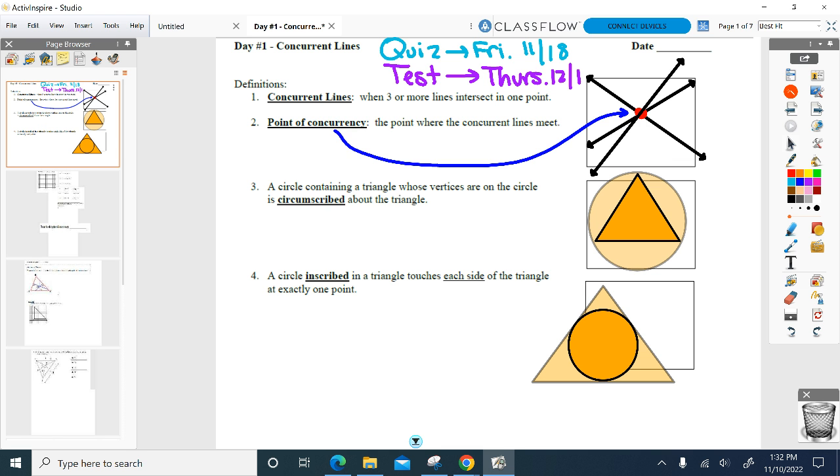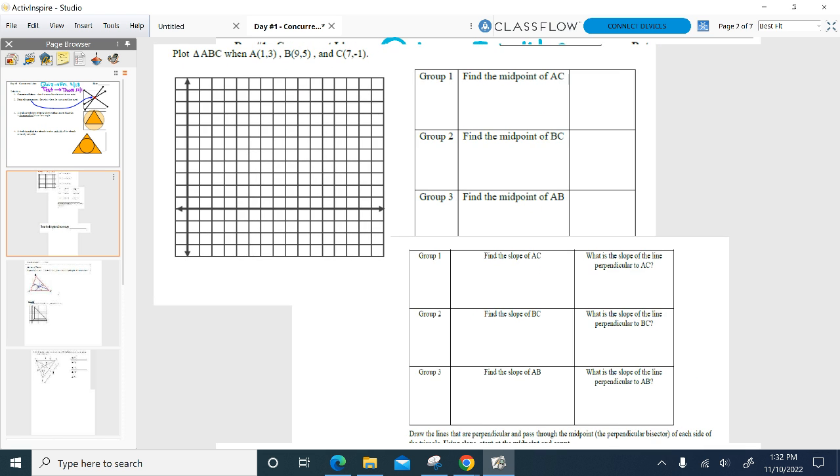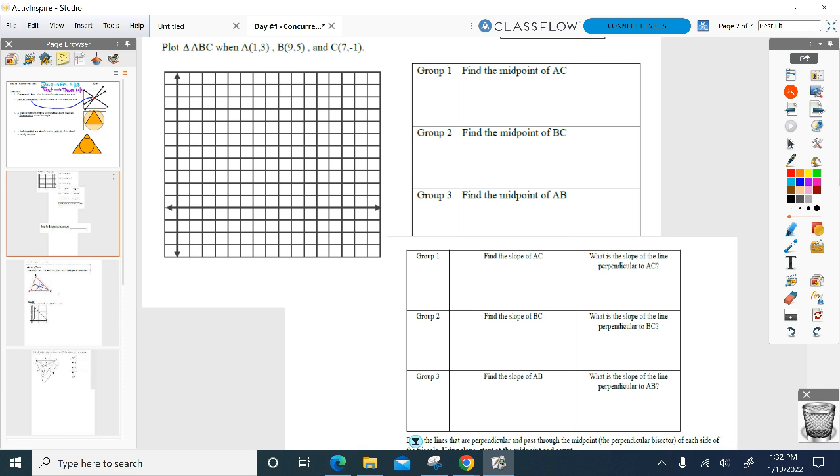All right, let's get to our big topic of the day. We're going to find out that in a triangle, there are 3 lines that are going to be concurrent. Instead of me just giving it to you, we're going to do a little group project now. First thing you need to do in your group, go ahead and graph triangle ABC for me. And please label the vertices and connect the vertices to form a triangle.